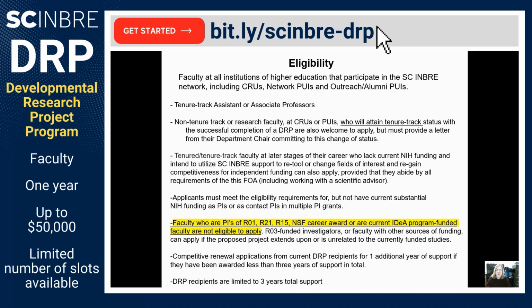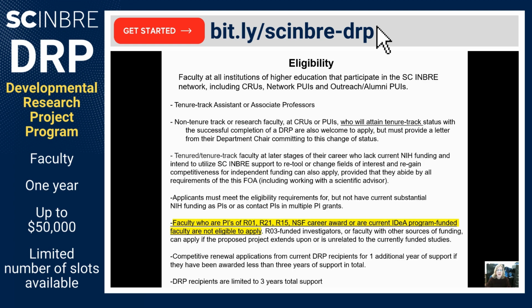In order to apply for these, you have to fit one of the categories. These applications are open to faculty members at our South Carolina INBRE network, including our CRUs and our 15 undergraduate institutions, including our outreach and alumni undergraduate institutions.